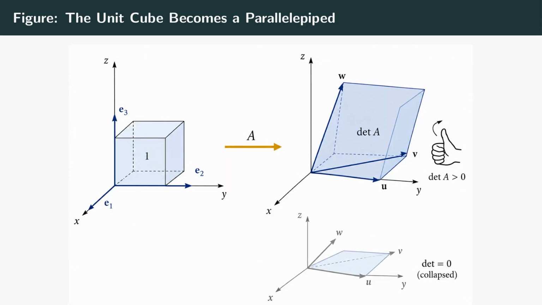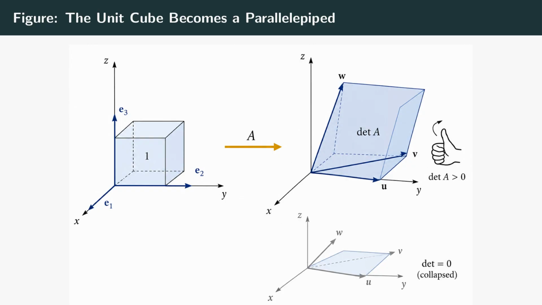Here is the three-dimensional version of the same picture. On the left is the unit cube, anchored at the origin with its edges along the three standard unit vectors, and its volume is 1. The gold arrow is the matrix A transforming it. On the right, the three unit vectors have moved to the three columns of A, and the cube has become the parallelepiped, the slanted box, that those columns span. The volume of that box is the determinant.